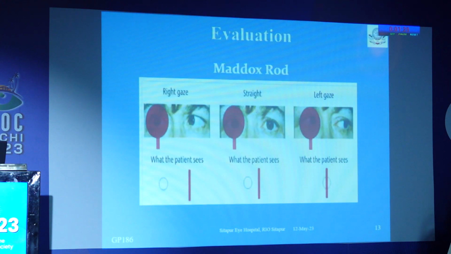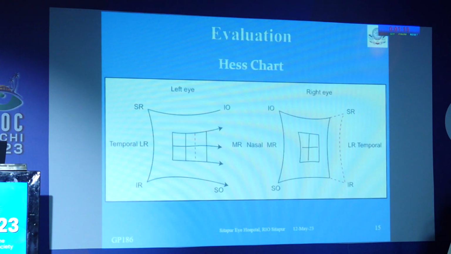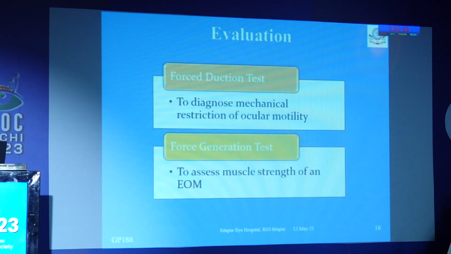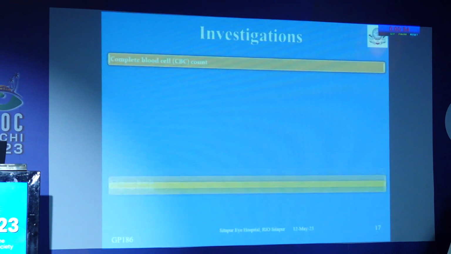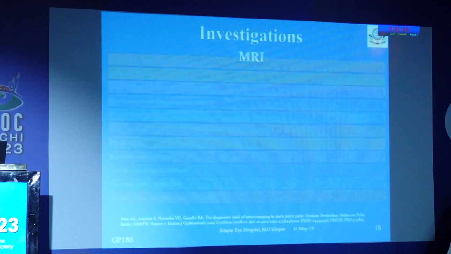Then we evaluate with the Maddox rod, and then we document the extraocular movements. In this case, we can see that in dextroversion, there is abduction limitation. Then we do the Hess chart for documentation of the amount of muscle movements. To aid in the surgical intervention, we do the force reduction test and force generation test. After that, we move on to predetermine the battery of investigations.